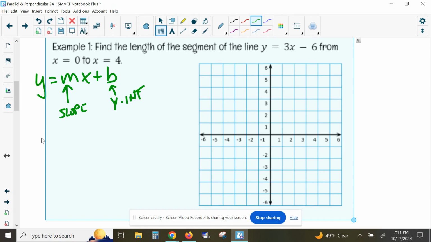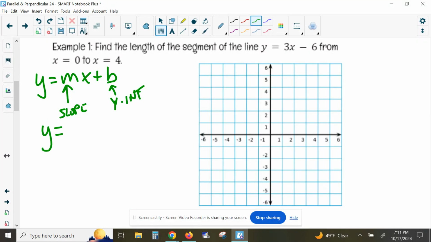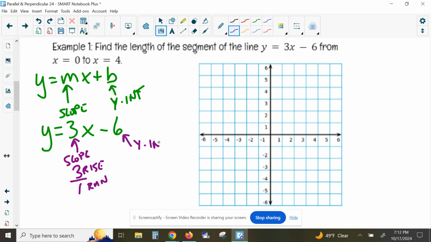So if we look at this equation, it looks like it is in slope-intercept form. y equals 3x minus 6. So it looks like right here, this is my slope, which is 3 over 1, because we want rise and run. Remember, rise over run. And this right here is our y-intercept. And don't forget, that is actually a negative 6. It's where it crosses the y-axis.